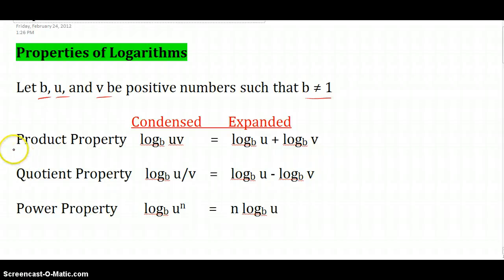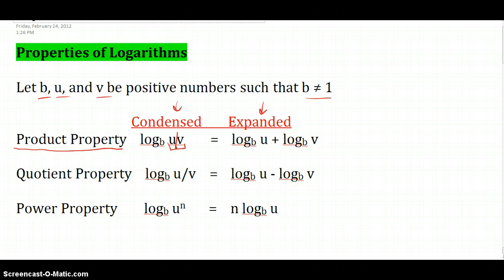The first one we're going to talk about is the product property. What the product property says is that if you have log base b, and you have 2 numbers times each other, you can rewrite that in an expanded form. This is a condensed form, expanded form. You can expand that to log base b of u plus log base b of v. So really you're just splitting up the u and v's.